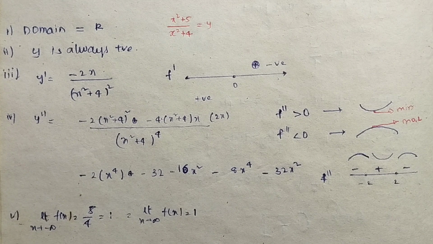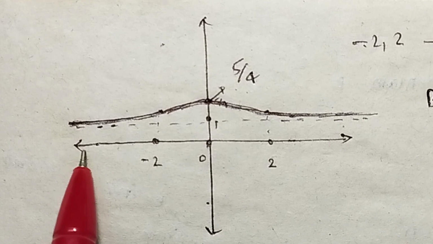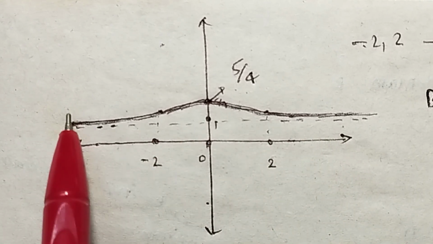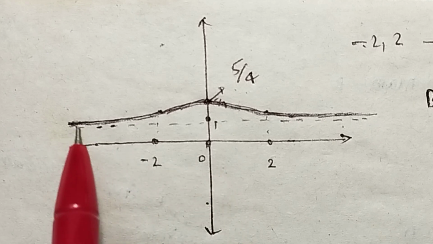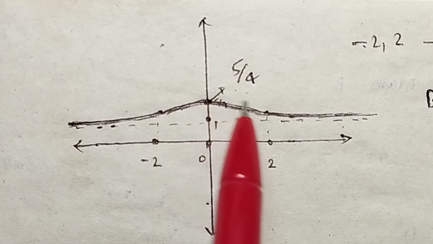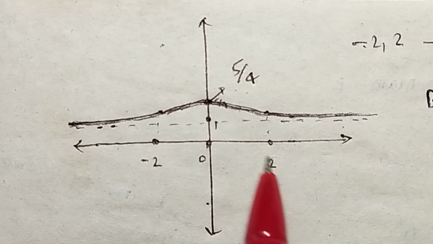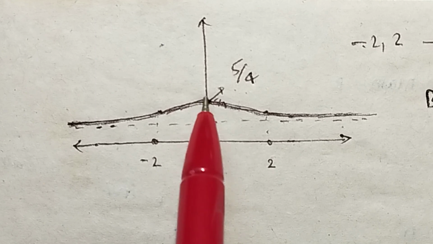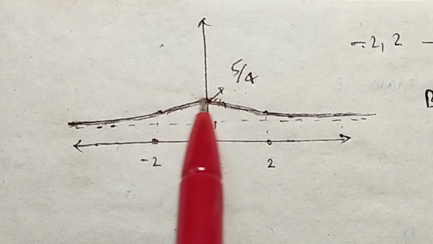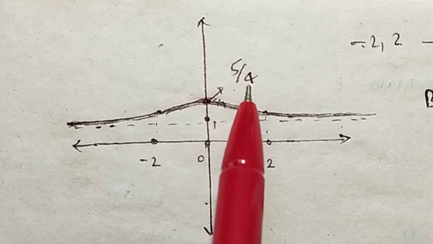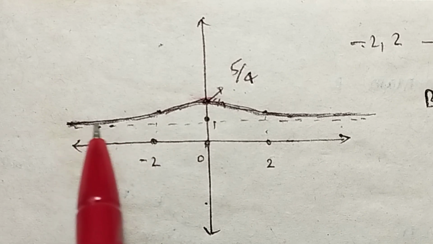So from these points we'll try to plot the curve. We have seen that the domain of the function is all R, and f dash is greater than 0 for negative x, so the function is increasing in the negative region of x, and it is decreasing in the positive region of x. And we have seen that f dash is 0 at x equal to 0, that means it has a critical point here, and the value of the function f of 0 is 5 by 4, as we can see here. So this would be the graph.